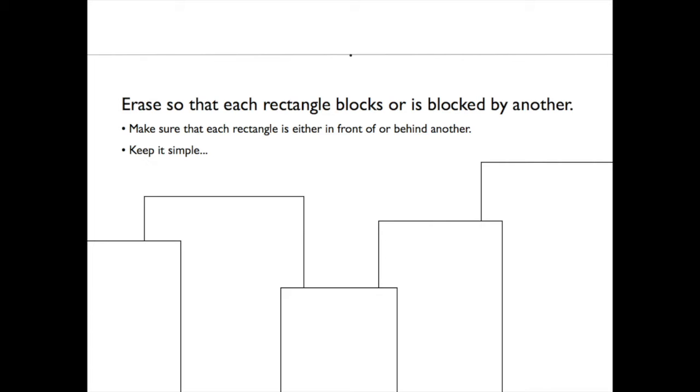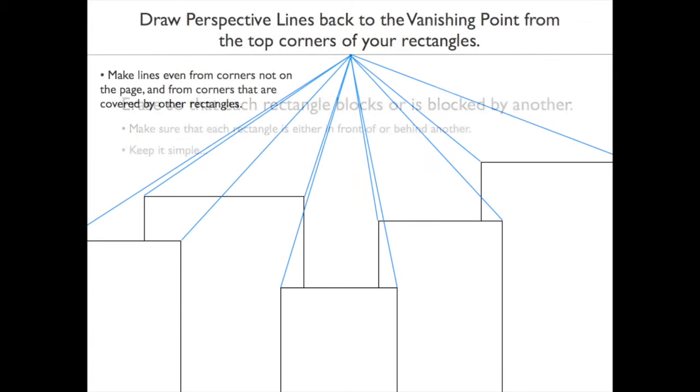We now have a very basic elevation view of several buildings, one in front of another. But this is not linear perspective at this point. This is all flat. To make this a linear perspective drawing, we will need to use that vanishing point, which is on our horizon line. So we're going to draw lines from the top corners of each of these box shapes, each of these rectangles, back to the vanishing point.